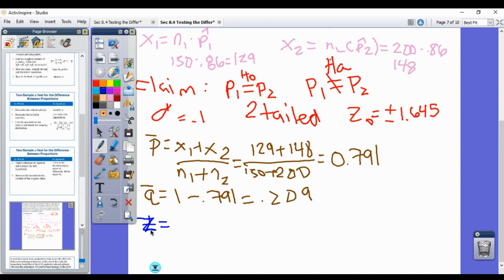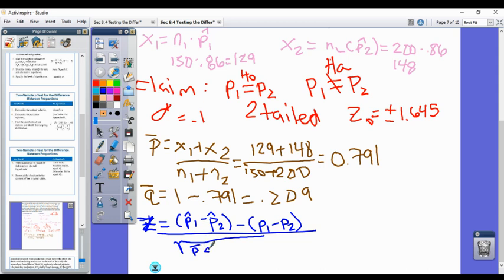Z, not a T. Okay, so P hat sub 1 minus P hat sub 2 minus P1 minus P2, all divided by the square root of P bar, Q bar. All right, there we go. Okay, so let's go ahead and plug in.